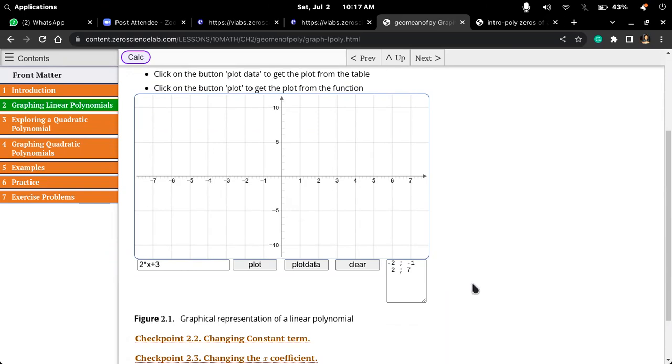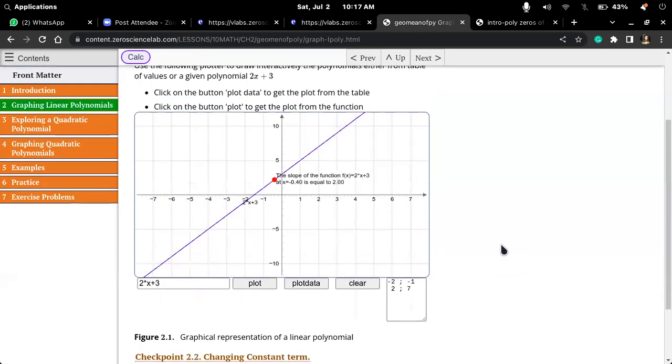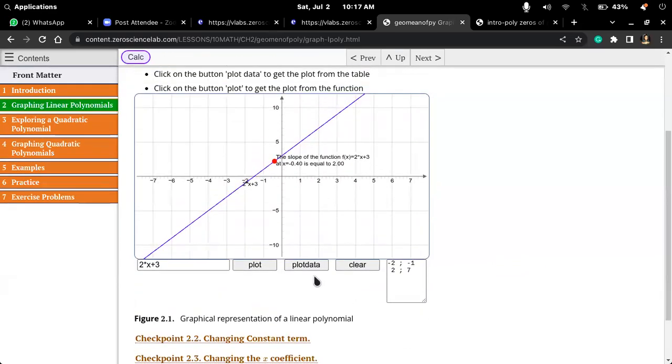So to understand the graphical or geometrical meaning of these zeros of a polynomial, we are using this tool. You can plot the data or plot the function. There are two possibilities in this one. This is the function and this is the plot from the data.